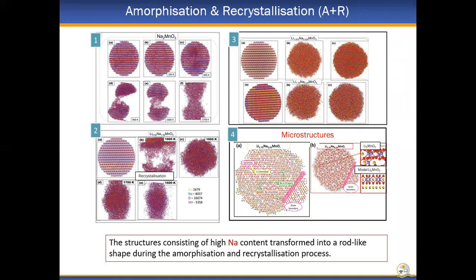We note the distortion of the structure as the temperature was raised. Now, in order to solve that, figure 3 illustrates structures with low sodium content, that is 1.25 and 3.75% of sodium, and both structures managed to recrystallize at 1700 kelvins and maintained their spherical shapes. This shows that at lower sodium content, the structure performs better than at high sodium content. In figure 4, the microstructures for the system containing 12.5% of sodium reveal the presence of vacancies, grain boundaries, and also the presence of the layered Li2MnO3 phase.